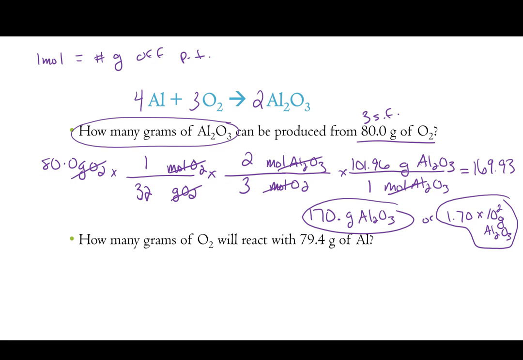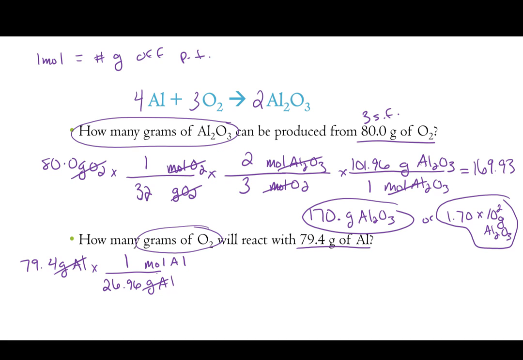This next example, I have 79.4 grams of aluminum, and I want to know how many grams of oxygen will react with that. So 79.4 grams aluminum. Cancel grams aluminum on the bottom. Go to mole aluminum on the top. 1 mole is the grams off the periodic table. So for aluminum, 26.96.